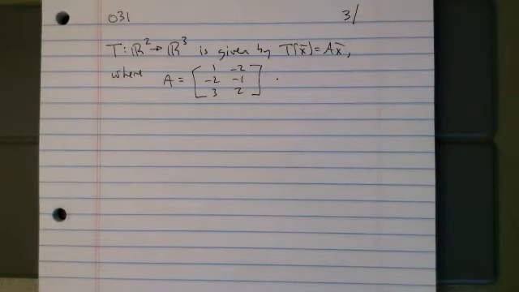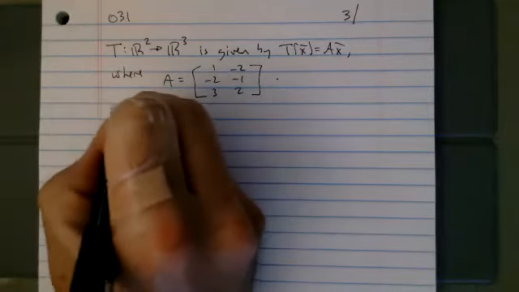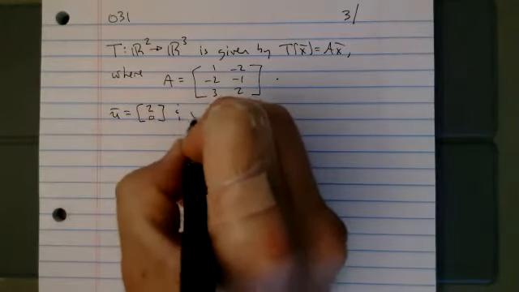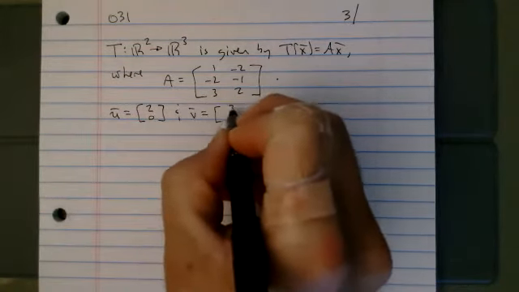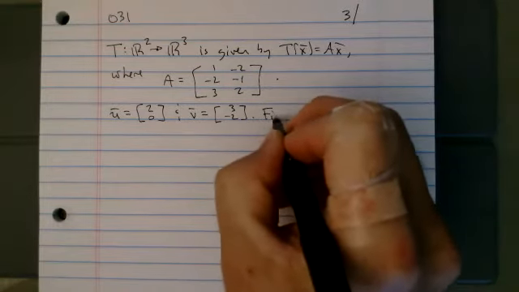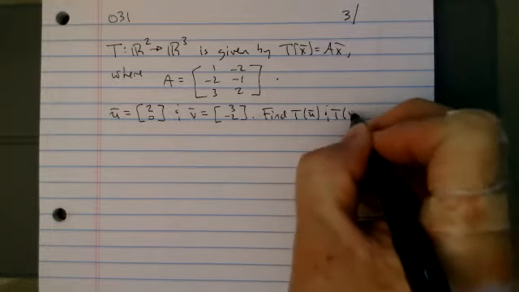So the first couple of problems are just implement the map. If U is 2, 0, and V is 3, -2, find T of U and T of V.